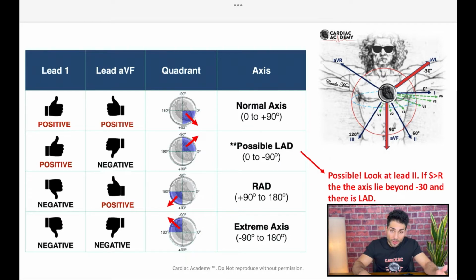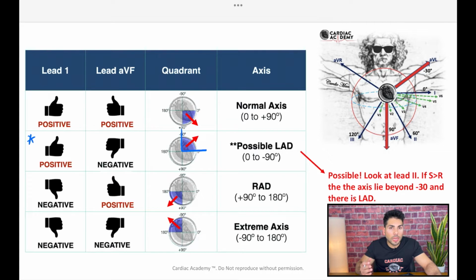So earlier, I said that when you look at the second example, you can see that the axis is between minus 90 and 0. So there's a possible left axis deviation, okay? So why possible? Because we can't tell for sure whether the vector of depolarization is going beyond minus 30. As you can see here, it's between 90 and 0, okay? So how do we make sure it's still normal?